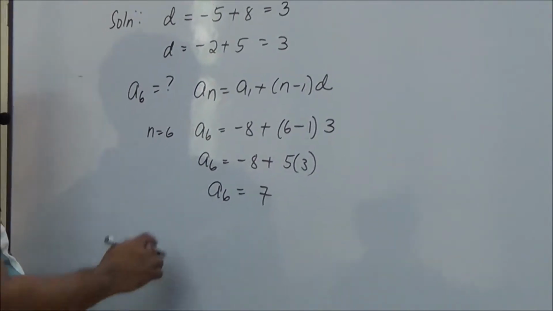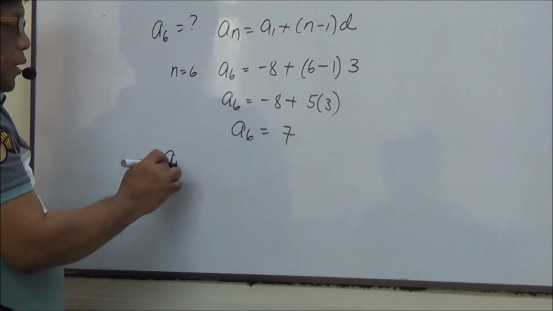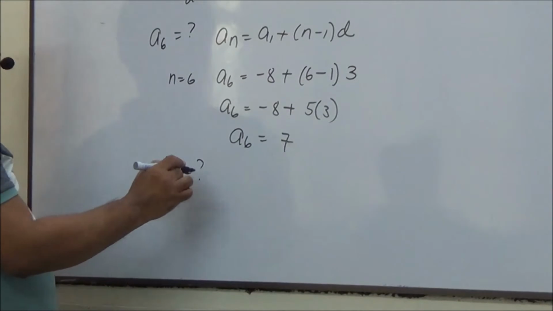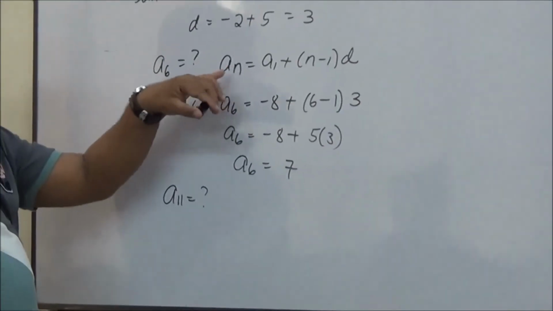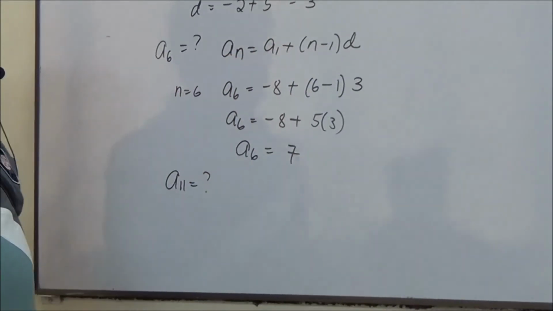What about the 11th term? For the 11th term, we make use of the same formula, which is a sub n equals a1 plus (n minus 1) times d.